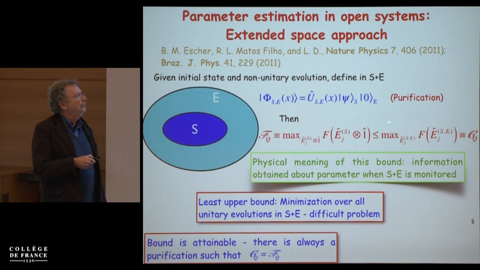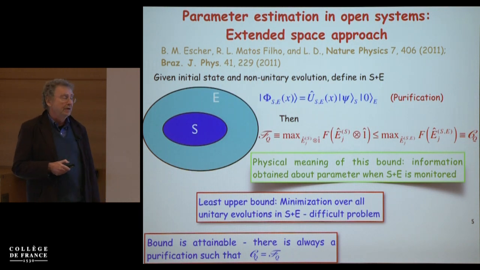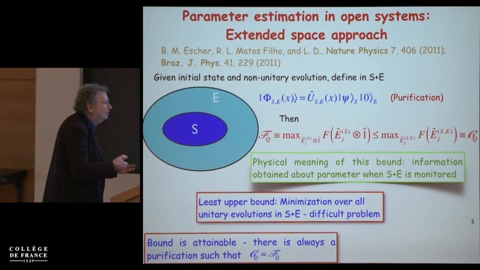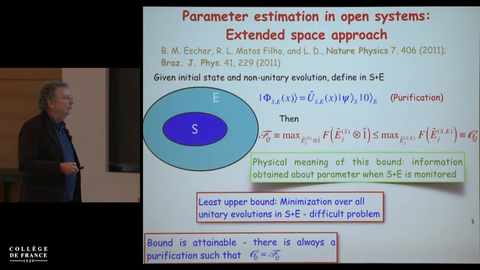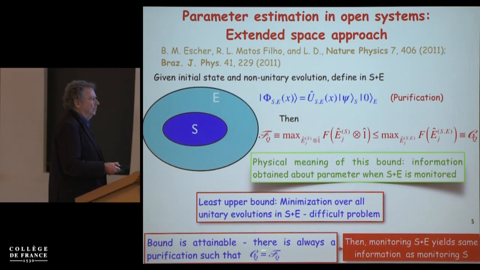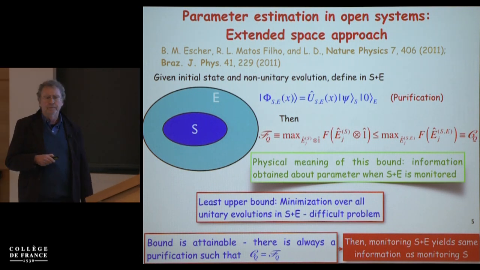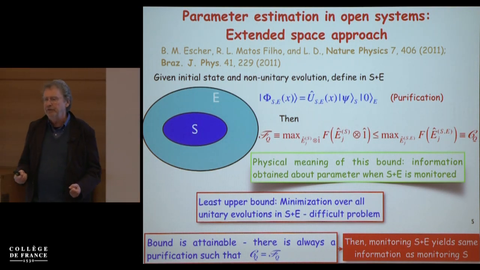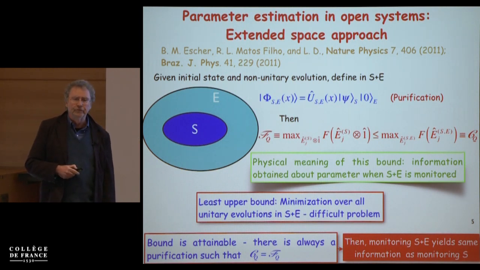We can find some C of Q, which is close enough to the quantum Fisher information of the system, and which allows some analytical understanding of what's going on, as, for instance, the decoherence increases. So if we find this condition here, then that means that monitoring S plus E uses the same information on the parameter as monitoring S alone. So C of Q coincides then with the quantum Fisher information for the system.